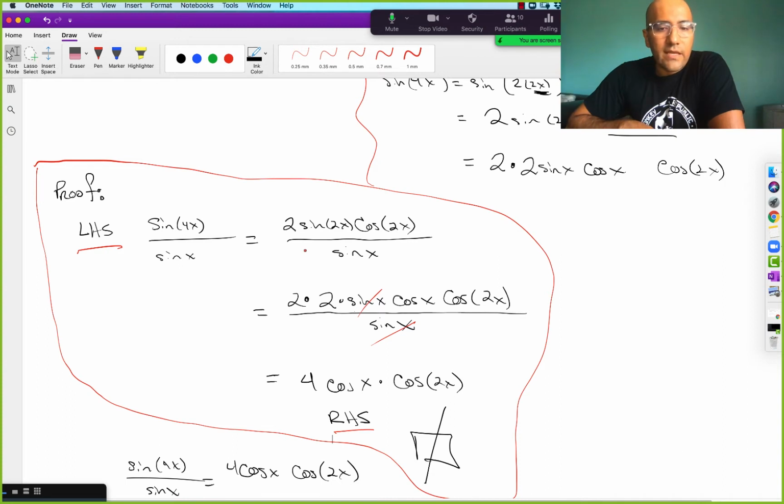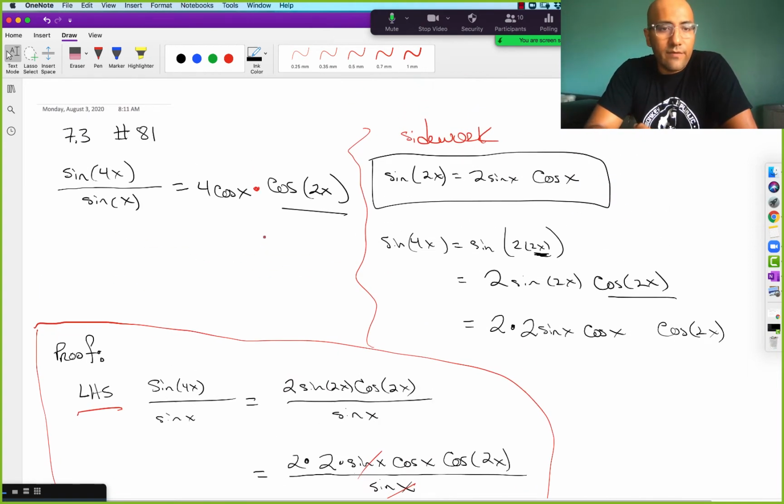Any of the known identities, you can just use them and you don't have to prove them. So the double angle formulas, those are just known identities that you can apply. They're available to you without proving it at all. But you do need to organize it this way: left-hand side equals right-hand side. I cannot harp enough on this thing.